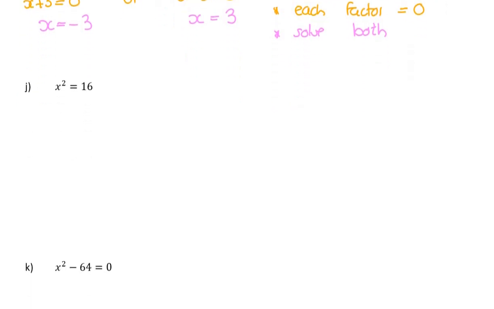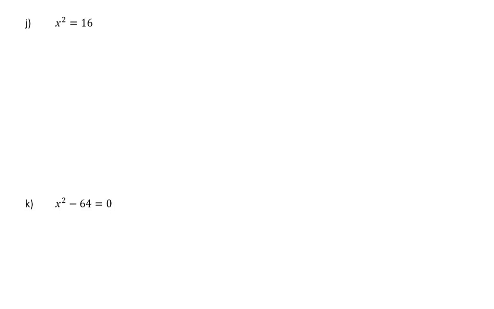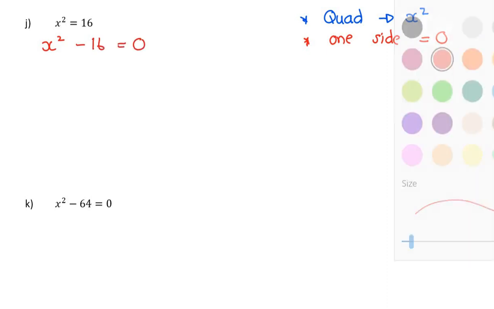So let's try another one. Eventually, quadratic equations become really easy. So, first step, oh my word, this is a quadratic equation because it's got an x squared. Second step, get one side equal to 0. So in this case, that has not been done for me. So I'm going to subtract 16 on both sides, and I'm going to get x squared minus 16 equals 0.